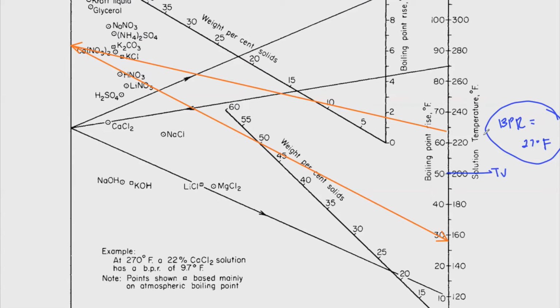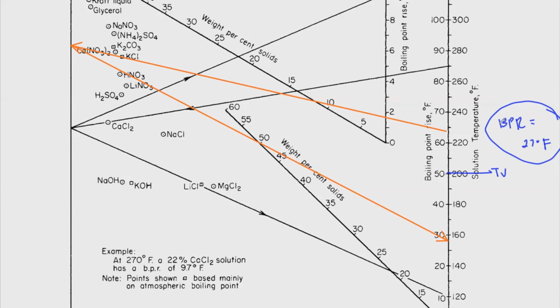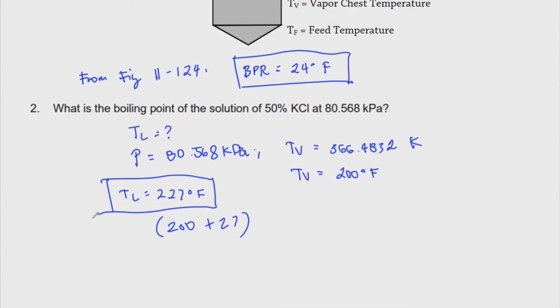So, kaya, tama siya na nasa 27 lang lagi yung ating magiging BPR. So, siguro kung mas exacto to, baka mga 27 point something pa to. Pero, yun nga, since dito sa ating graphical solution, medyo sakto na siya dun sa ating solving. So, BPR is equal to 27. Actually, hindi pala yung tinatanong. So, BPR is 27 and then our boiling point of the solution is 227. So, therefore, your T sub L is equal to 227 degrees Fahrenheit. That's obtained from 200 vapor chest plus BPR which is 27. Okay? So, yun lang yung ating paraan para makuha yung ating boiling point ng solution.